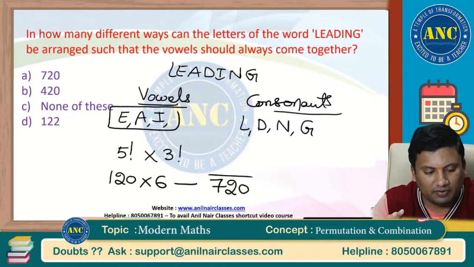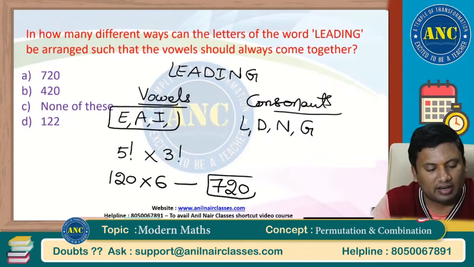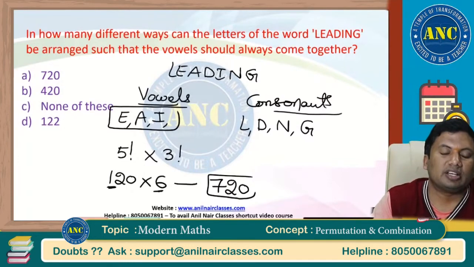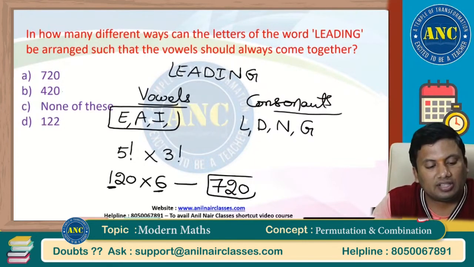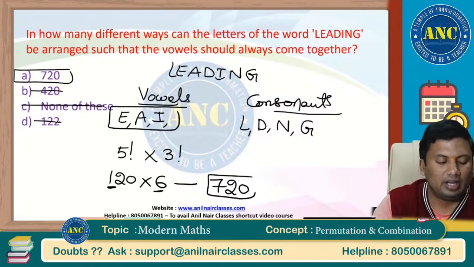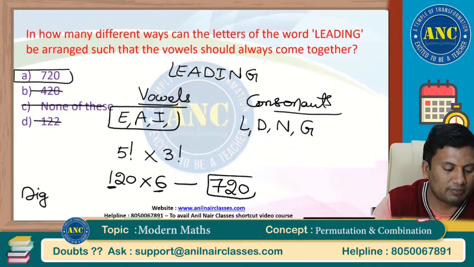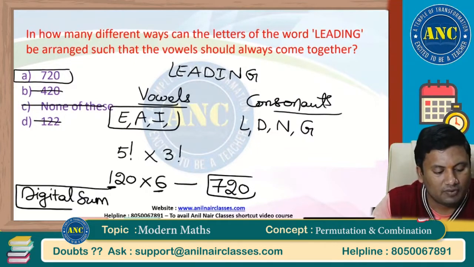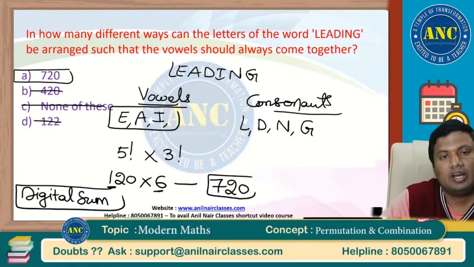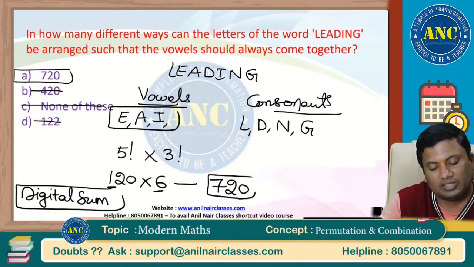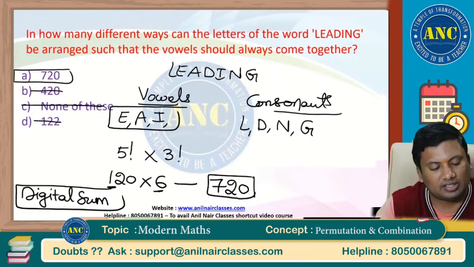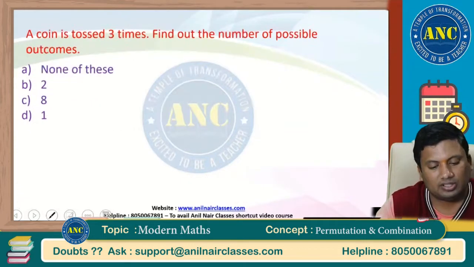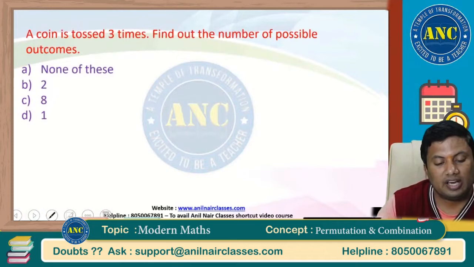What is another way to solve? Listen carefully. The digital sum of 120 is 3, and 6 has digital sum 6. 3 sixes are 18. The answer's digital sum should be 9. The answer is nothing but 720. You can also use the digital sum to cross check which answer option has the same digital sum. 120 digital sum is 3. 3 sixes are 18, 1 plus 8 is 9. The answer's digital sum is 9, and only one option fits. Use this in case you want to save a lot of time.